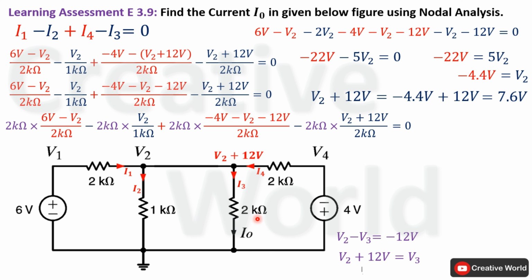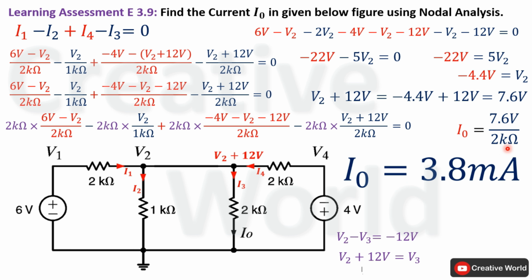Now we have retrieved the value of this node voltage, that is 7.6 volt. So using Ohm's law we can calculate the current through this 2 kilo ohm resistance, that will be equal to 7.6 volt divided by 2 kilo ohm. So the value of current I0 inside this network will be equal to 3.8 milliampere.